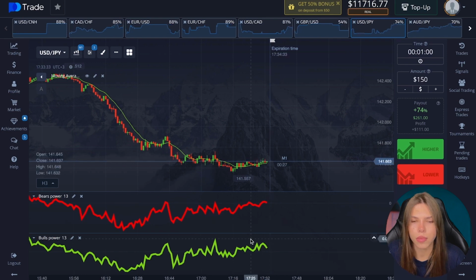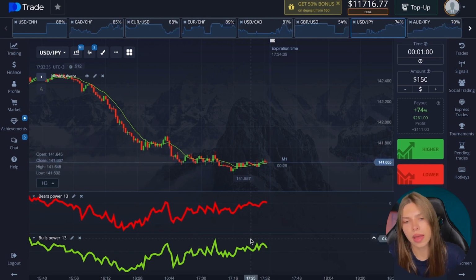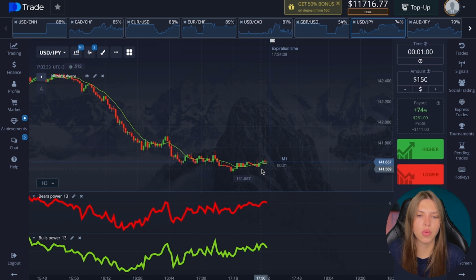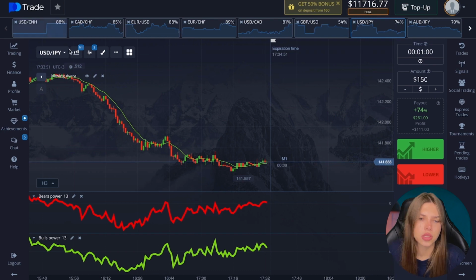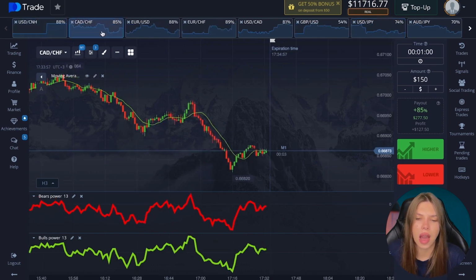If, for example, the bulls are above the 0 mark and our moving average shows us a move to increase, we understand perfectly well that it is possible to enter an increase here. Again, we do not break the trend. Let's put $150 each. So now we will find a currency pair.